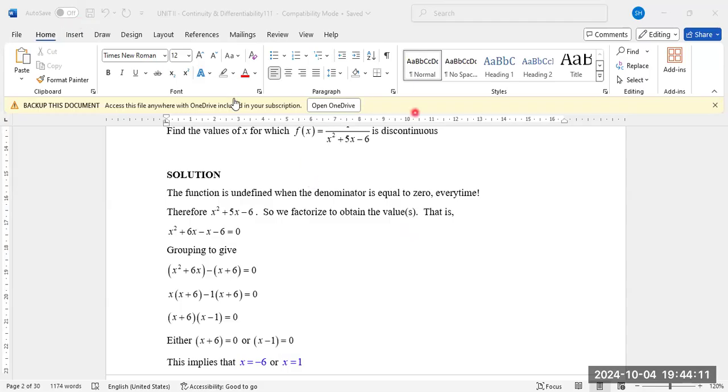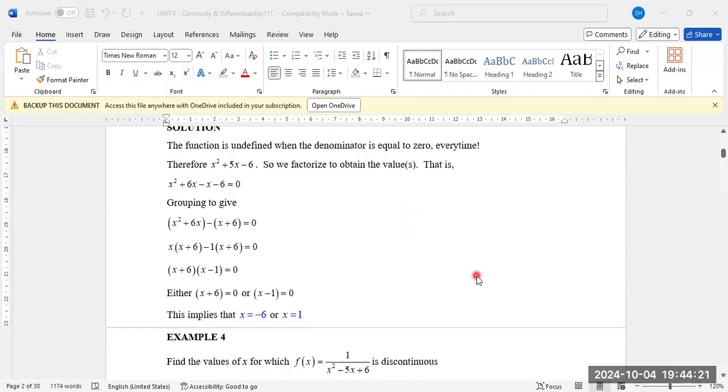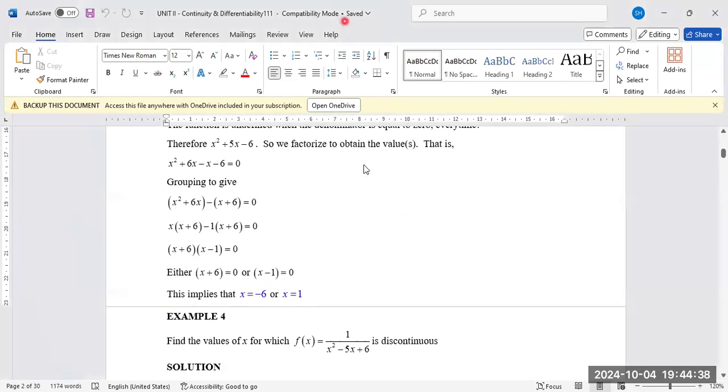Want to see it now? Yes, sir. I think we catch it now. One more for the road. Example 4. Two minutes for this one. You see it? You're not seeing example 4? Seeing it now, sir. Okay.